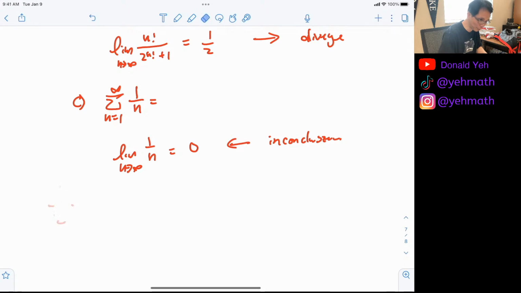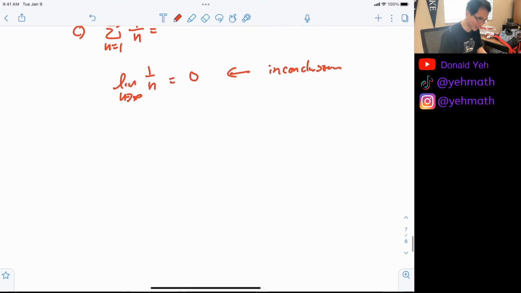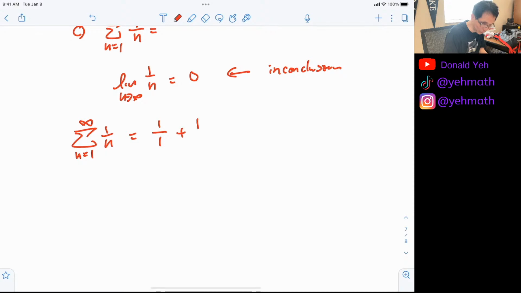Now this one is a very famous theorem, a famous series. Everybody in this room, you can be dumb, but just memorize this: this particular series always diverges. I'm going to show you 1 over 1 plus 1 over 2 plus 1 over 3 plus 1 over 4 plus 1 over 5.